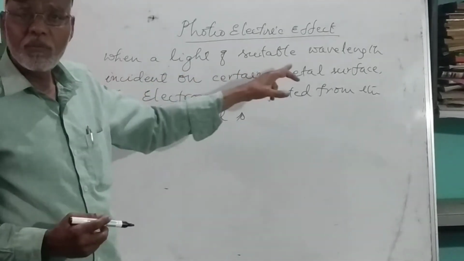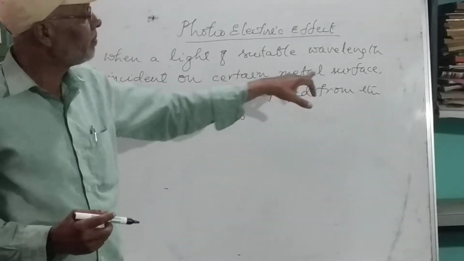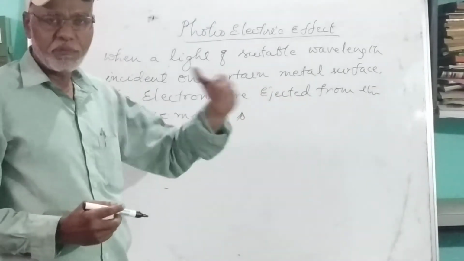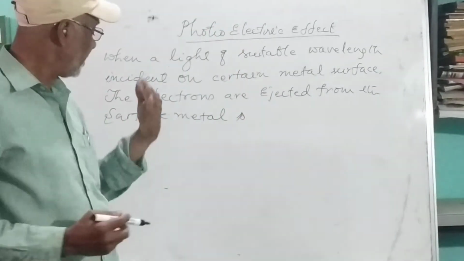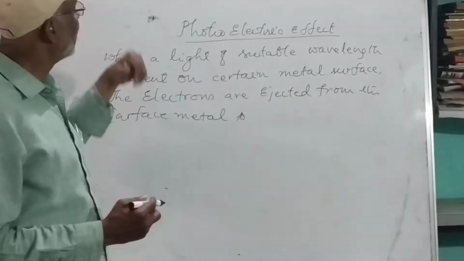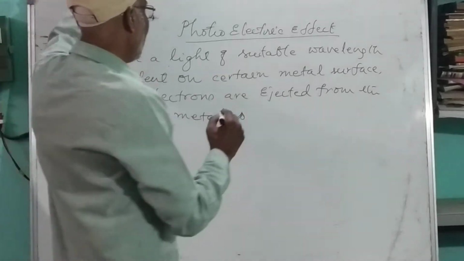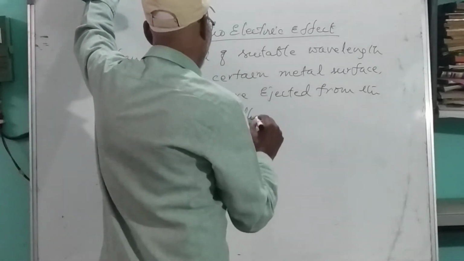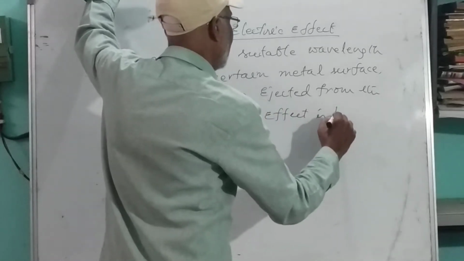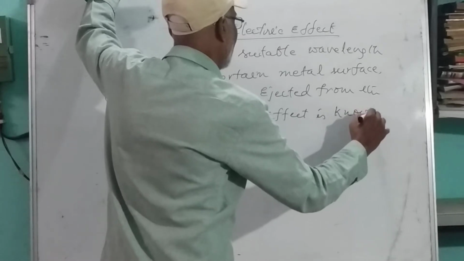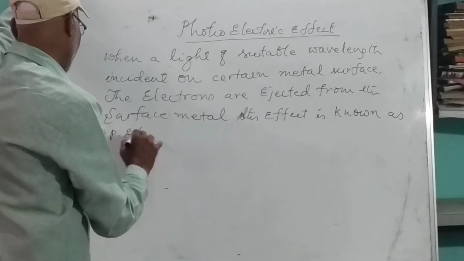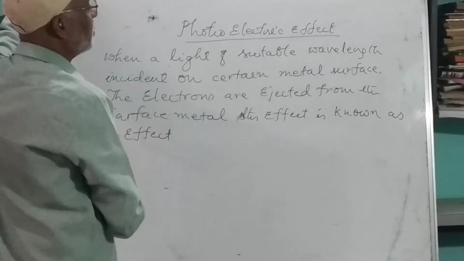So when a light of suitable wavelength is incident on a certain metal surface, the electrons are ejected, meaning liberated, free from the surface of the metal. This phenomenon, this effect, is known as the photoelectric effect. I mean, the photoelectric effect.